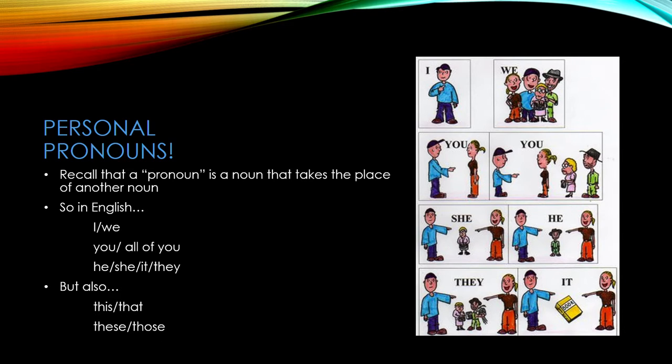There are also personal pronouns. These are pronouns that refer to people. The first person pronoun is I in the singular and we in the plural. The second person pronoun is you in the singular and you all in the plural. The third person pronoun is he, she, it in the singular and they in the plural.